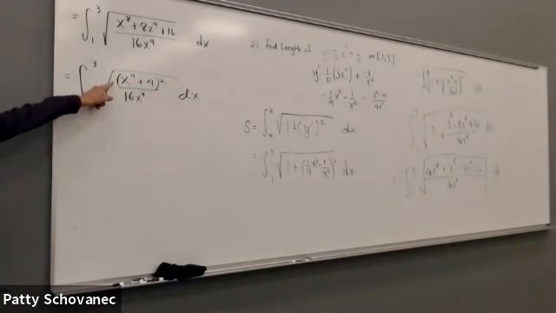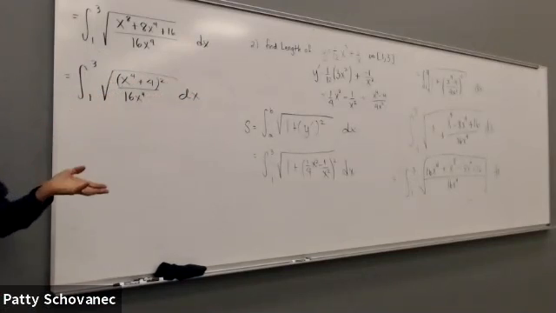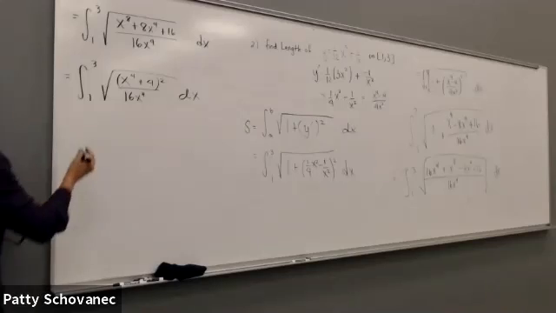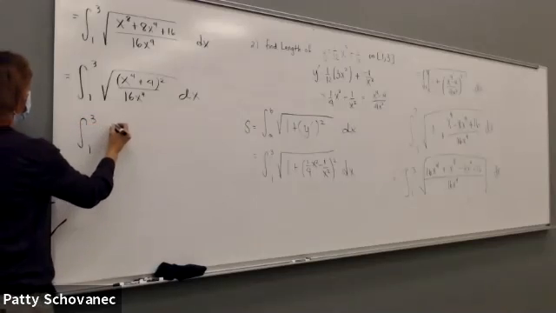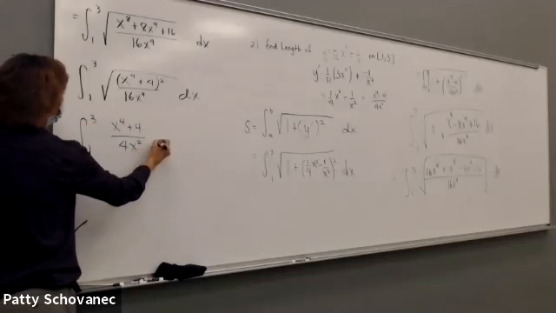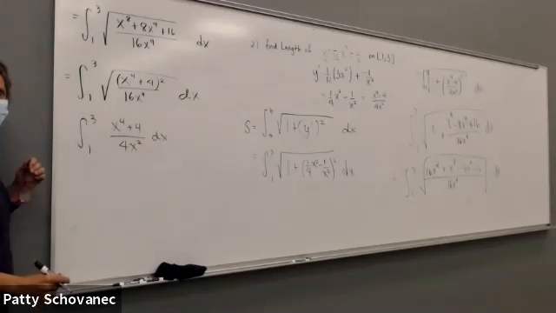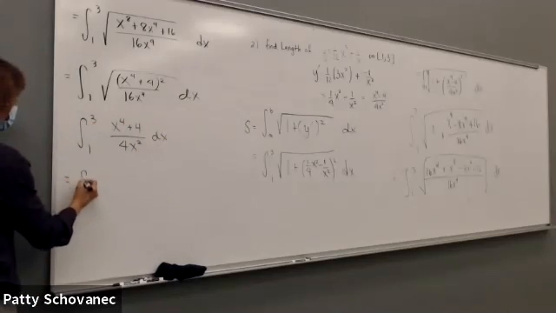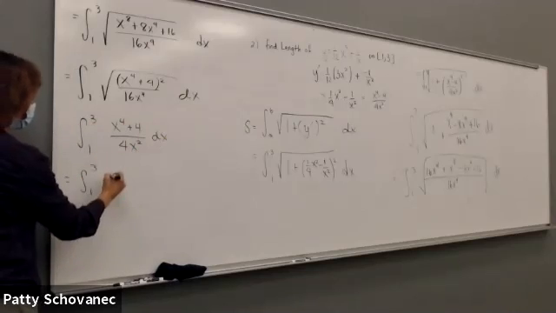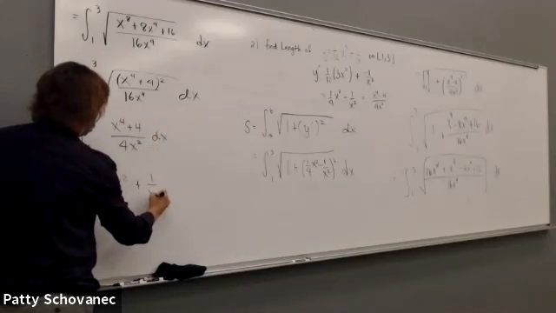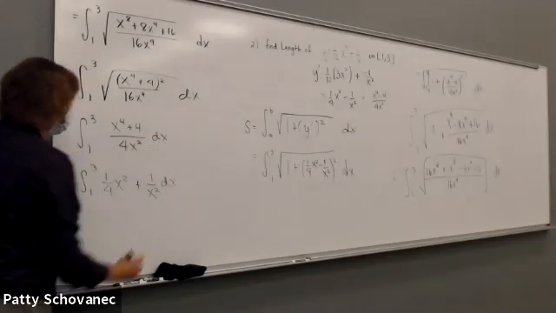So now both the numerator and the denominator are perfect squares. Nothing's added anymore. I can take the square root of each term, and I get x to the 4th plus 4 over 4x squared left to integrate. Now I have to separate those in order to integrate this. I'm going to separate that as a 1/4 x squared plus 1 over x squared.